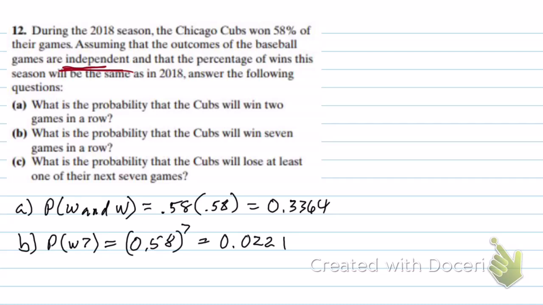Look at C. What's the probability that they will lose at least 1? There's that magic phrase again, at least 1. So we know that at least 1 is the opposite of none. Think about what we found in B. We found the probability that they won 7 games. Isn't that the same as the probability of losing none of those 7? And the answer is, well, yeah. So I can use this. Let me know if you got some questions.